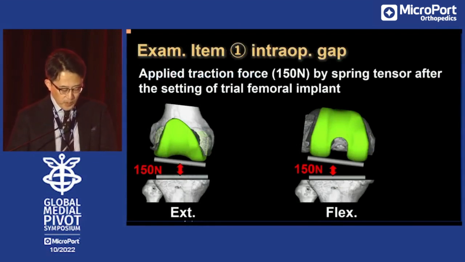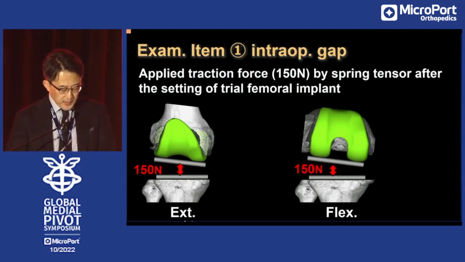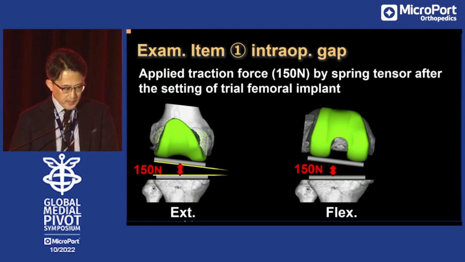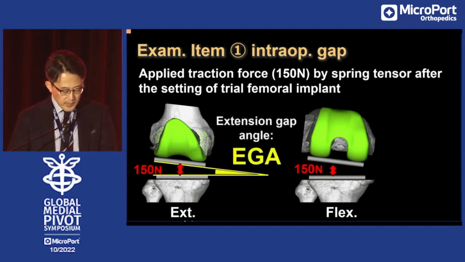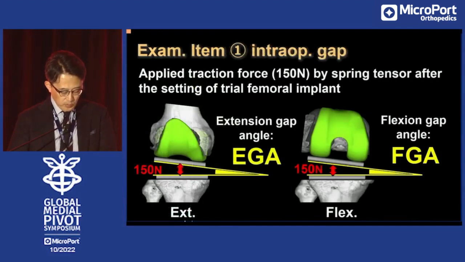For the intraoperative gap assessment, we set the femoral trial after completing all the osteotomy and applied the traction force of 150 Newton in knee extension and 90-degree flexion. Then the extension gap angle, EGA, and the flexion gap angle, FGA, were evaluated.